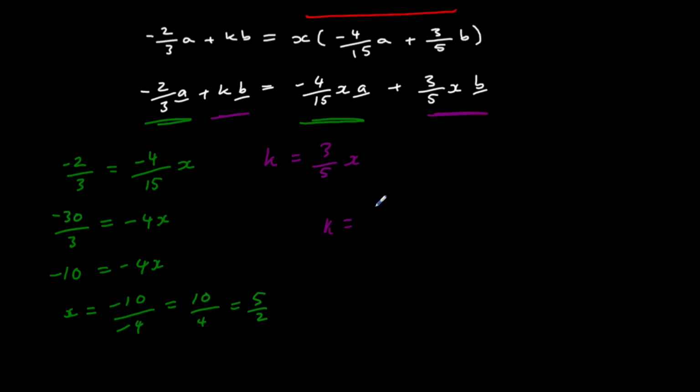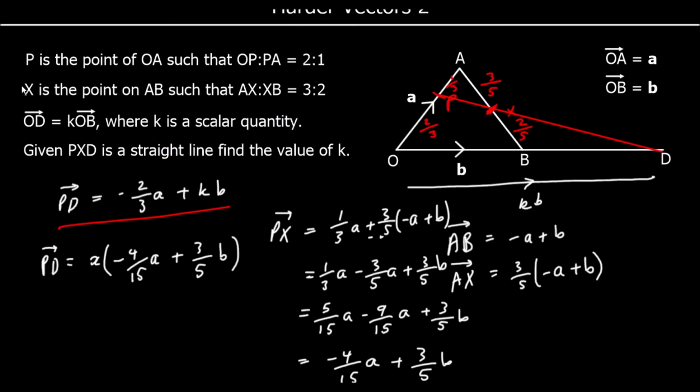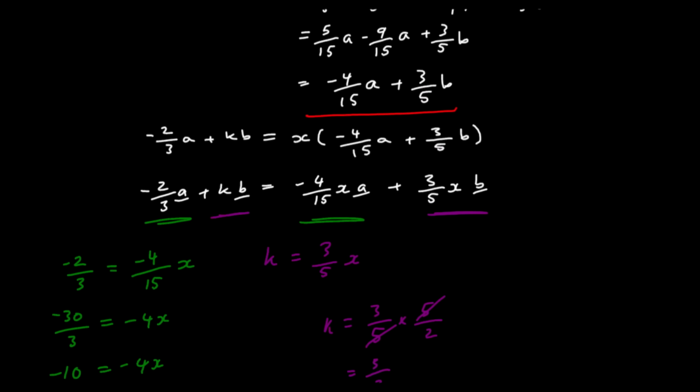So k is 3/5 times 5 over 2, which is 3 over 2. So O to D is 1.5 times O to B. So k is 3 over 2.